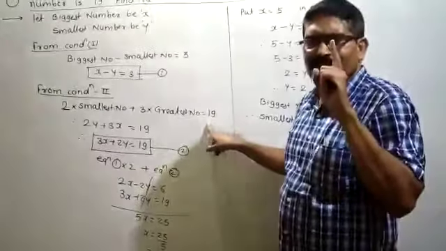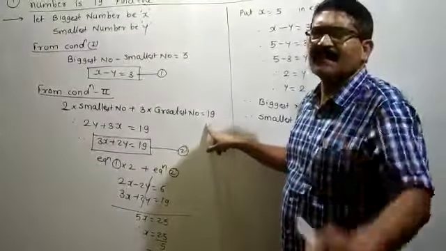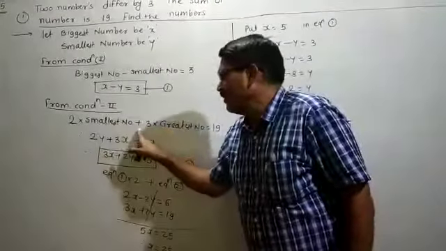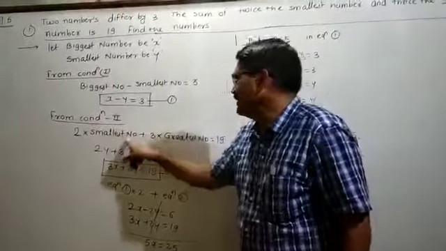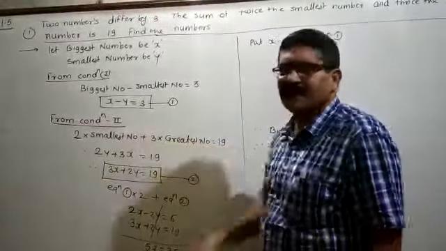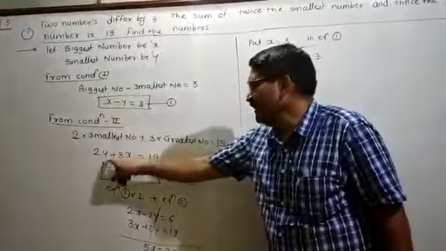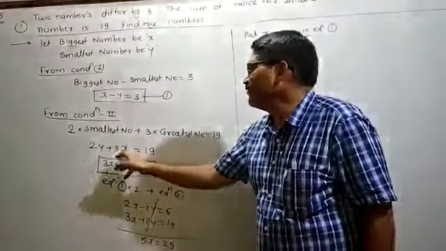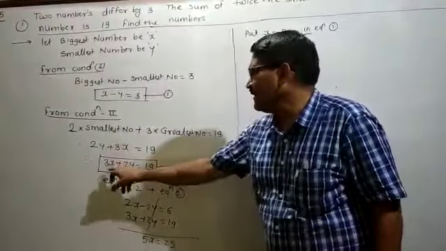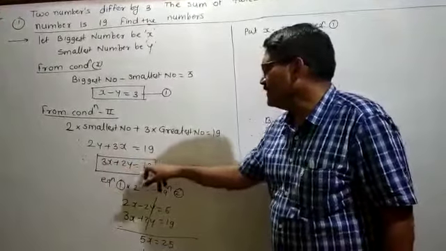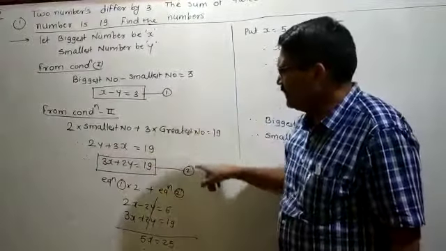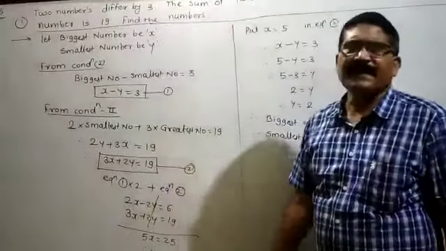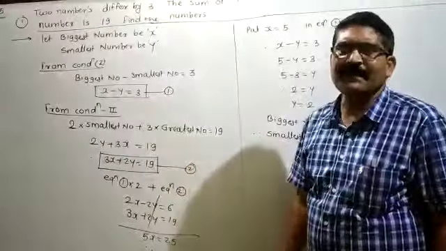What I am saying, you have to try to understand: implement the condition as it is in the equation. Sum of twice the smallest number and thrice the greatest number is 19 means 2y plus 3x is equal to 19. You have to rearrange this equation: 3x plus 2y is equal to 19. This is equation 1, this is equation 2. Once we frame the equations, it is very easy to solve them by elimination.